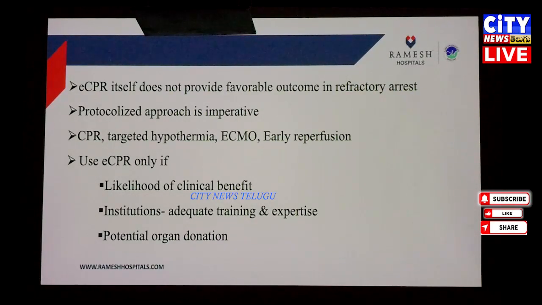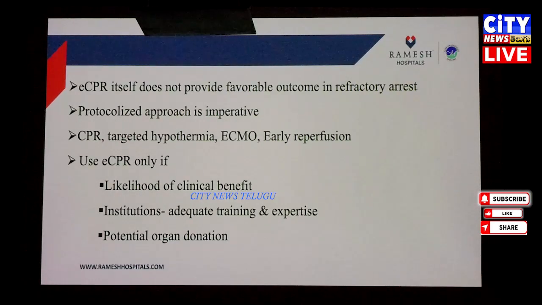You have to go by a protocolized approach wherein you give CPR, you pull down the patient, you put them on ECMO, go for any therapeutic measures like early reperfusion if there is coronary artery disease or cardiogenic shock. Therefore, you've got to use eCPR only if you think there is a likelihood of clinical benefit based on the suspected diagnosis that you have.